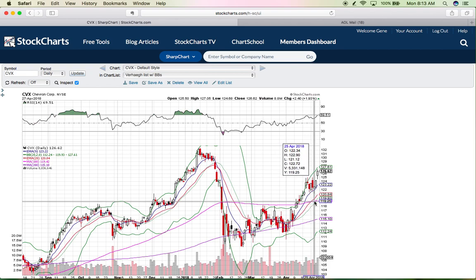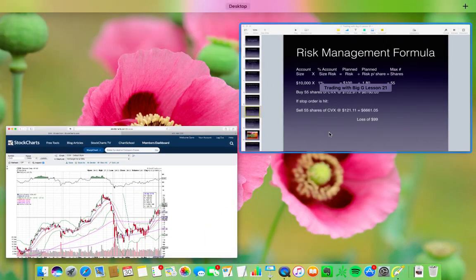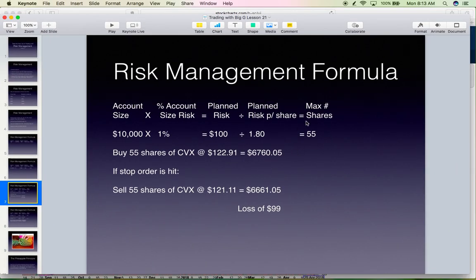So you would set your buy 1 penny above the high of that hammer candle, set your stop 1 penny below the low of that candle. You figure your risk. In this case, it was $1.80, and then you figure that's how many shares you can buy. Now, let's take this a little further.